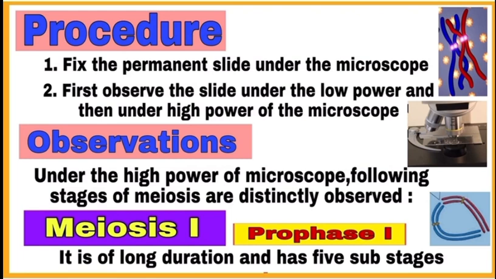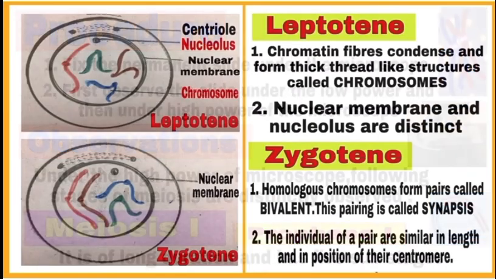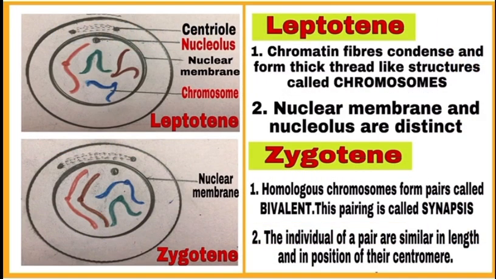Start with meiosis I, prophase I. Prophase I of meiosis I is of long duration and has 5 substages. First substage of prophase I is leptotene. See the diagram. Chromatin fibers condense and form thick structures called chromosomes. Here in the cell 4 chromosomes are shown. It means we are starting with a cell having 4 chromosomes.